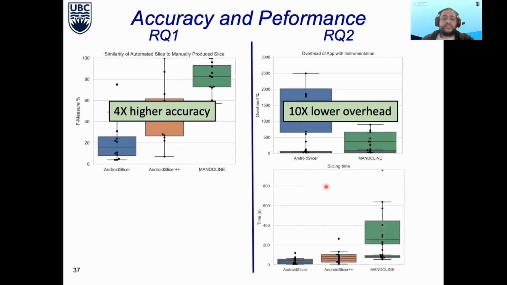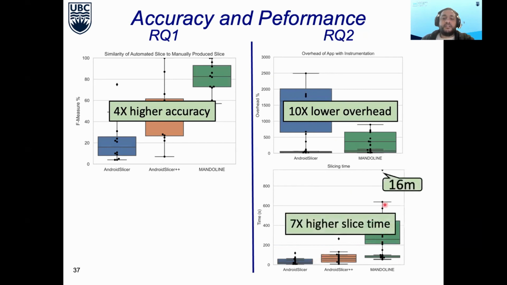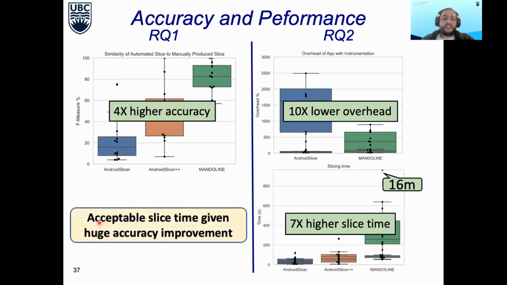We also compared the slicing time of the 3 tools on the host PC. Mandoline has a higher off-device slicing time, which is due to the added field alias analysis and the framework modeling. Also, Mandoline produces bigger slices, which means it processes more statements than AndroidSlicer. This added off-device slicing cost is a maximum of 16 minutes. But we believe this slicing time is acceptable given the huge improvement in accuracy over prior work.